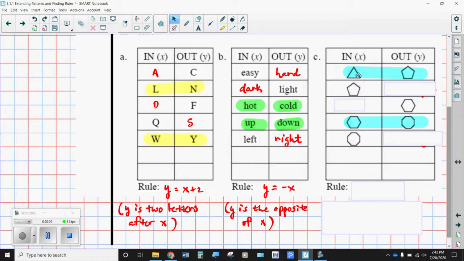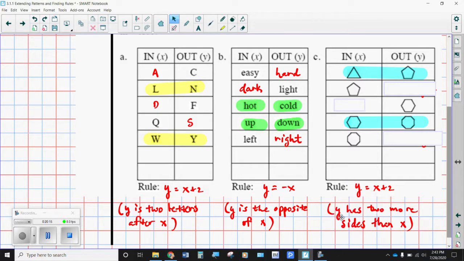And what do we notice here between the number of sides, a triangle and a pentagon? This has 2 more sides than that. The octagon has 2 more sides than the hexagon. So here's another one where you've got your x plus 2, and the polygon in your output, in your y's, is always 2 more sides than the polygon in your input, or your x.